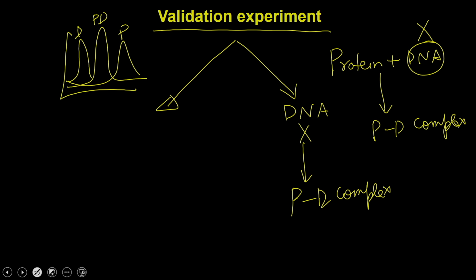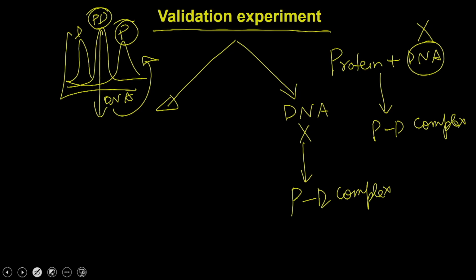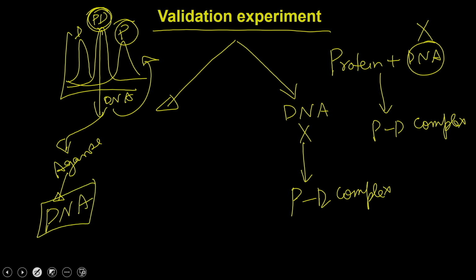To understand that, you take this complex, isolate it, degrade the DNA, and run it again. If you run it again, it should give you a peak at the protein position. If that happens, that indirectly verifies that the shift in the peak is because of the DNA. The second thing is, because you have isolated the complex, you can also analyze it on an agarose gel, and that will give you a band for the DNA which you have used for the interaction studies. This is the one approach.